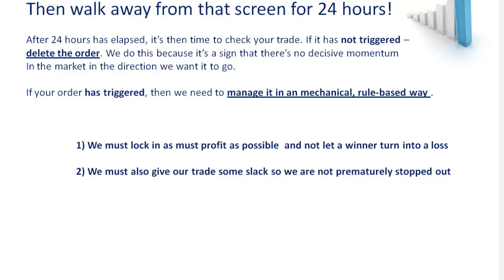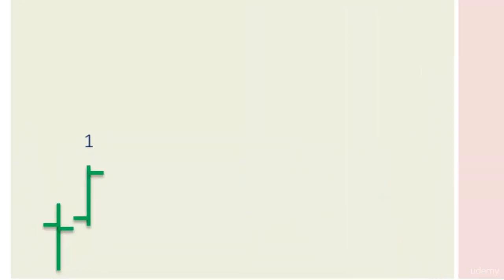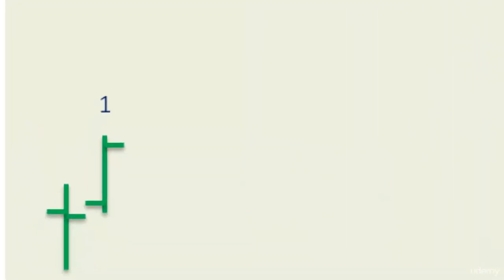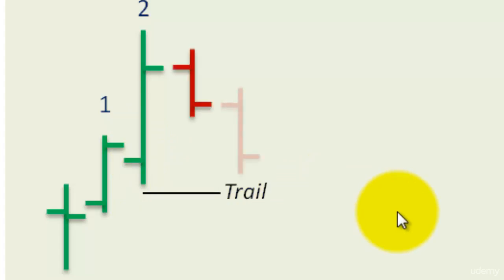But consider you are in the trade. Our next job is to manage it so that we can lock in profit. So here we go. If we're going long, for example, off a bullish pin bar reversal, what we want to do is move our stop loss and trail it for every second buyer bar, like so. We've got buyer bar 1, buyer bar 2. We trail our stop loss to the low of the second buyer bar minus spread minus 1 pip. And we do this for every 2 buyer bars.